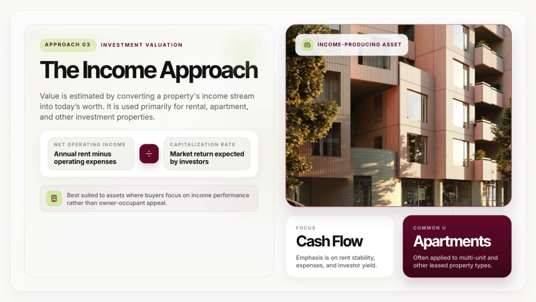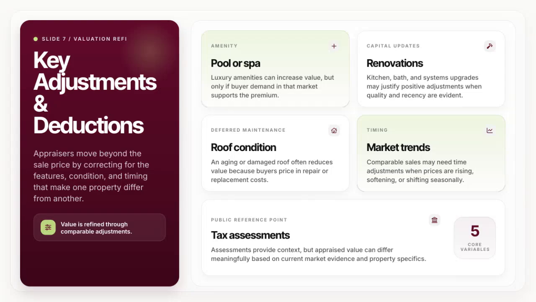When appraisers refine property valuations, they carefully consider several core variables to ensure accuracy. First, amenities like a pool or spa can add value, but only if there's sufficient buyer demand in the market to support that premium. Next, capital updates such as renovations, especially improvements to the kitchen, bathroom, or major systems, can justify positive adjustments, provided these upgrades are recent and of good quality. On the other hand, deferred maintenance, like an aging or damaged roof, often reduces value because buyers factor in the cost of repairs or replacement.